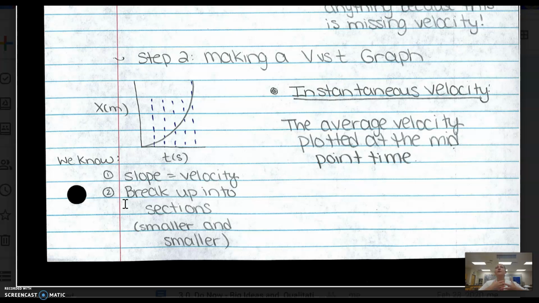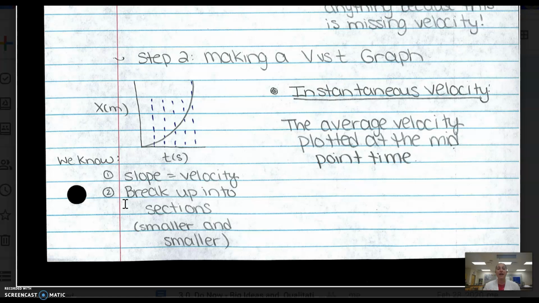But here's the thing, even if you take the slope of these smaller and smaller sections, we still have to be able to plot that velocity with a time, because we can't make what would look almost like a stepwise function. We're not going to have horizontal lines for our velocity graph, not when it's changing like this, because the reason that we had the horizontal lines was because we had a constant velocity, but we don't have that anymore. We have a changing slope, so we have a changing velocity.